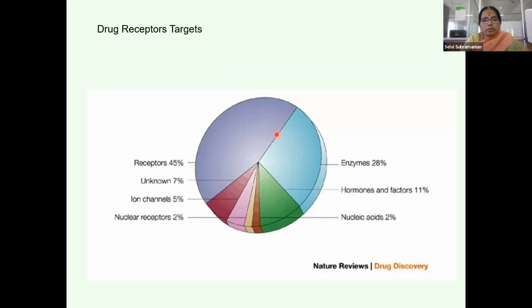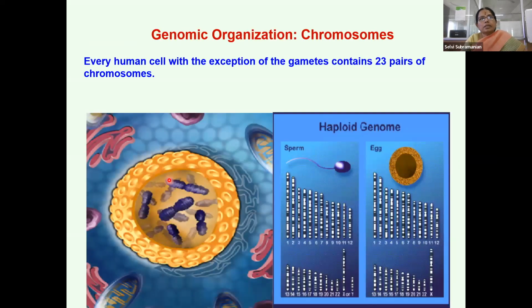protein which comes into contact with the drug, and then the drug is taken inside the cell. So 45% of the targets are drug receptors, and then some are enzymes, some are hormones, and some are nucleic acid receptors. These receptors recognize the drug and make some changes, and based on that the response will vary. So now we have seen 3 different categories of genes which are involved in drug response.